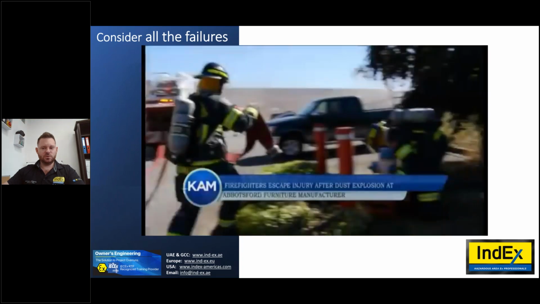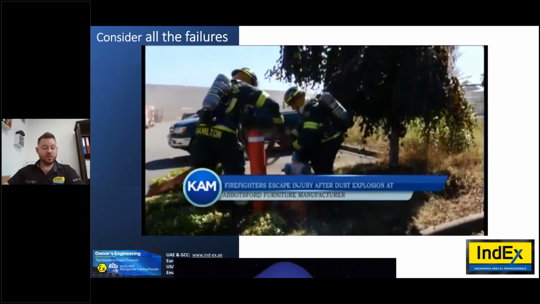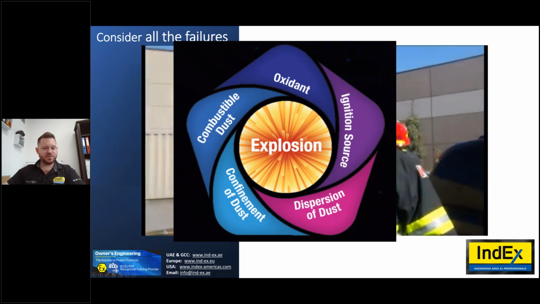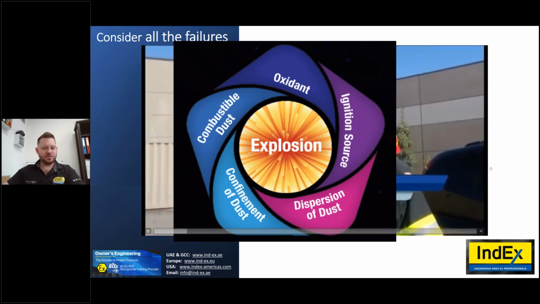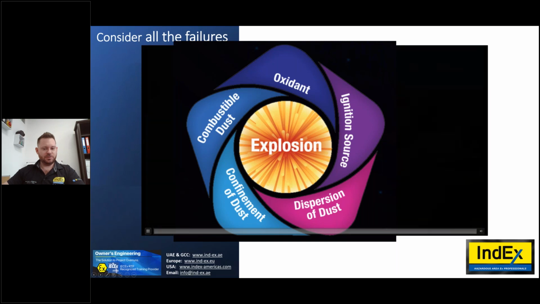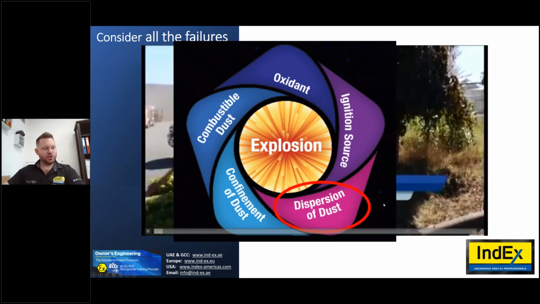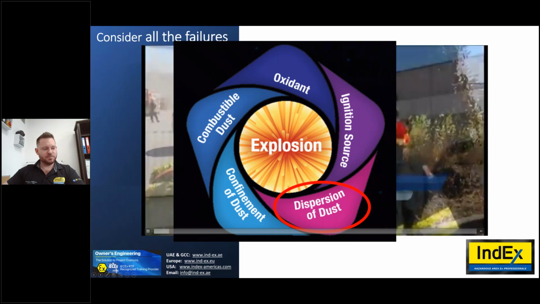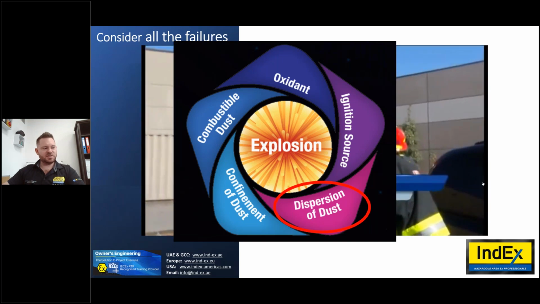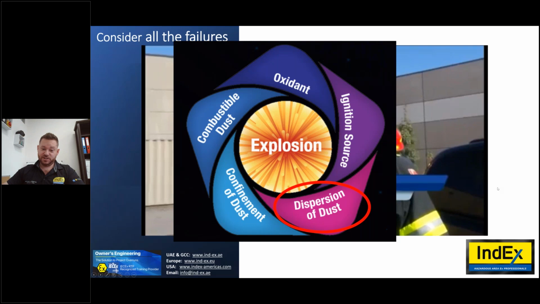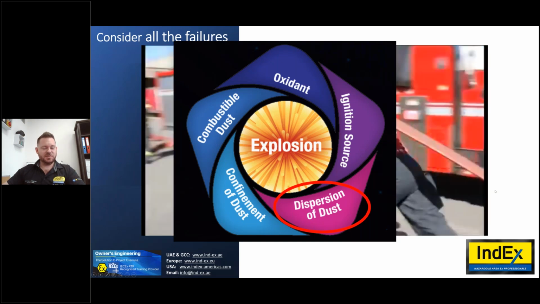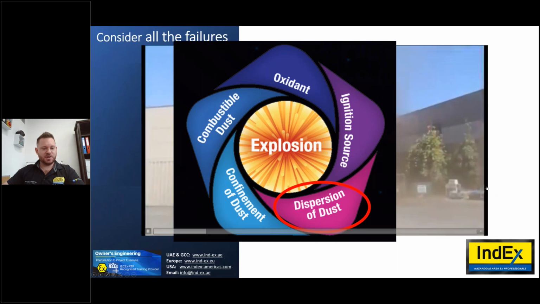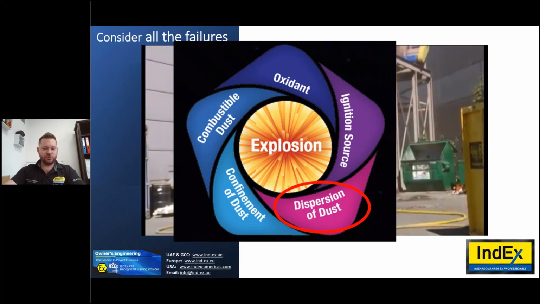So what happened there? Well, the firefighters actually caused an explosion. What happened is they caused the dispersion of the dust. Wet dust is actually really conductive, and the flames easily spread between the dust particles as they were dispersed within the air. Therefore, an explosion occurred.